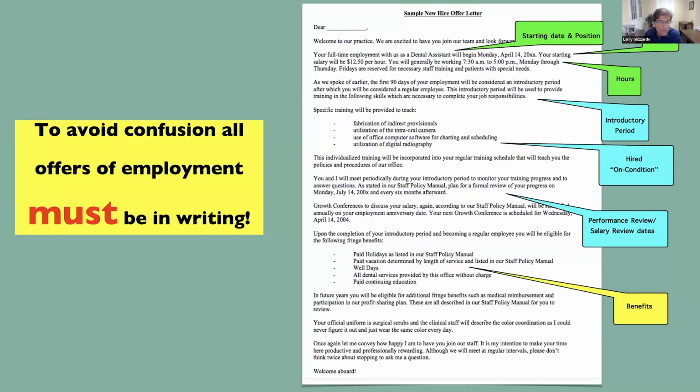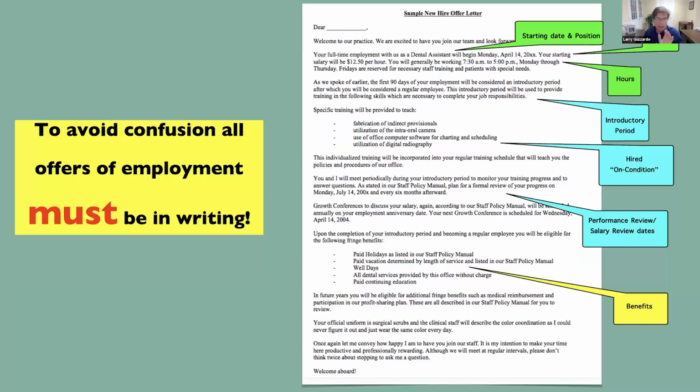I also list out the benefits that they'll be eligible for. And so we want to make sure that it's all there, it's in writing. And I love it when I can say, we will absolutely do whatever we promised you. Let's look at your offer letter, and we get that out.